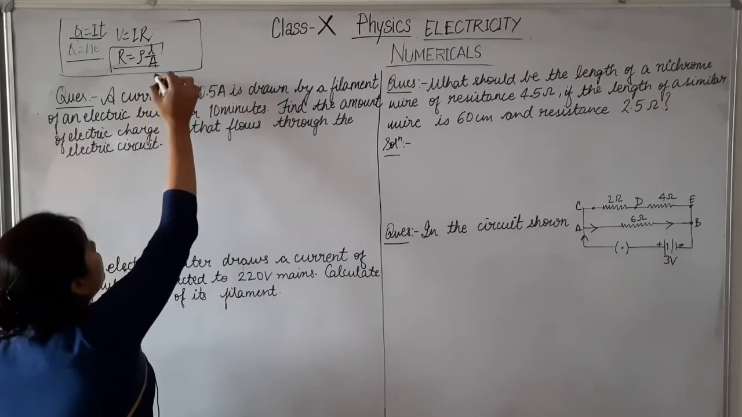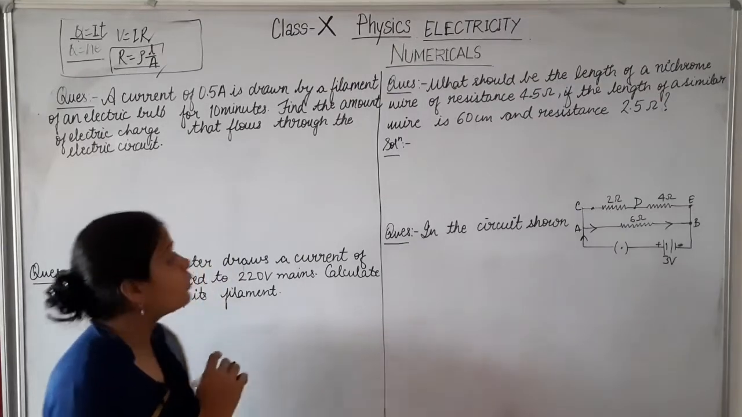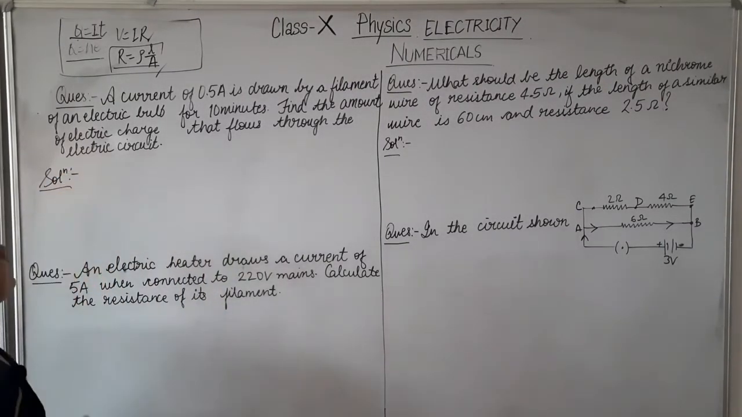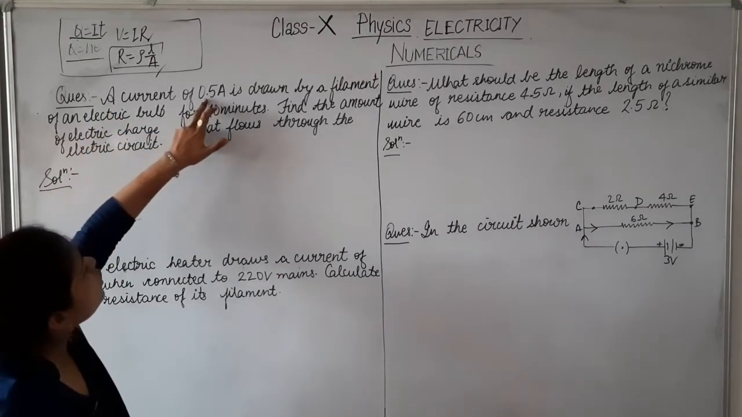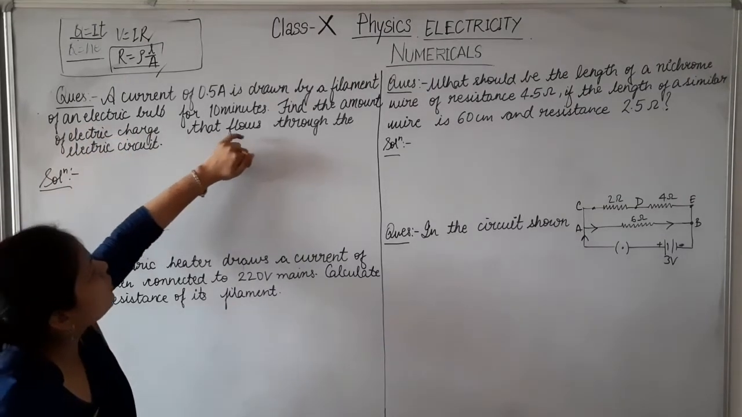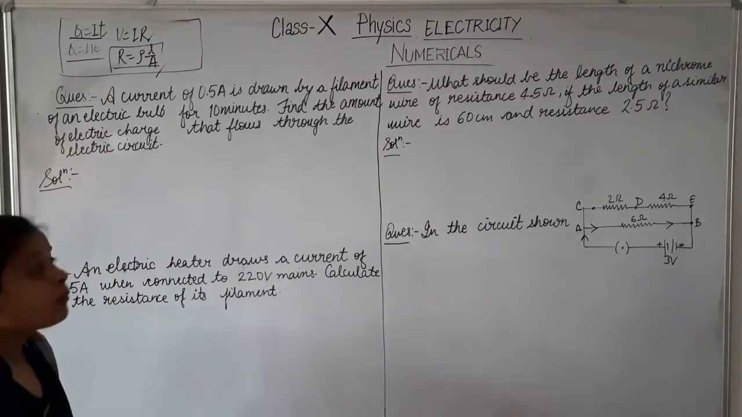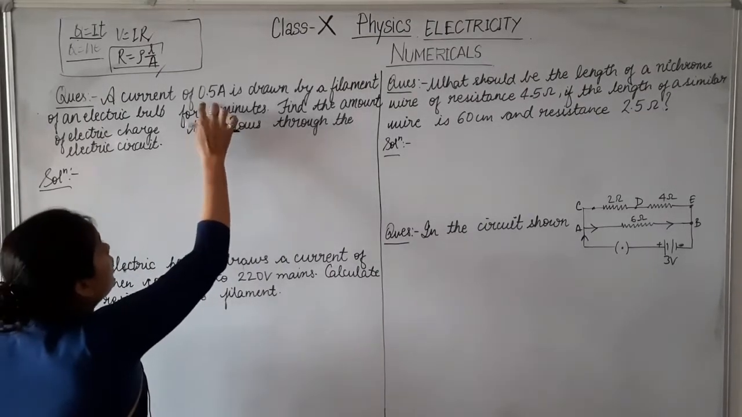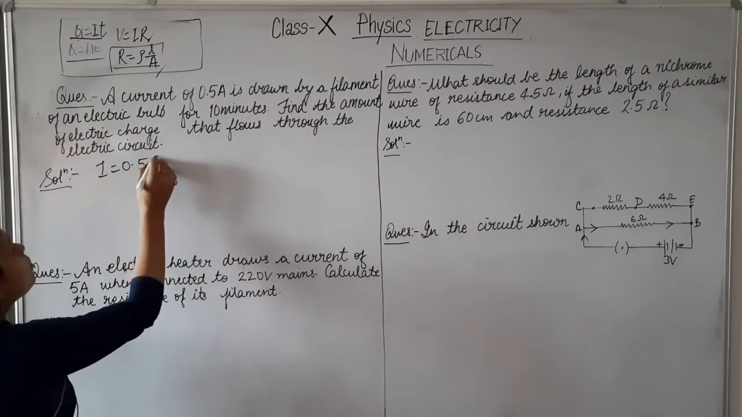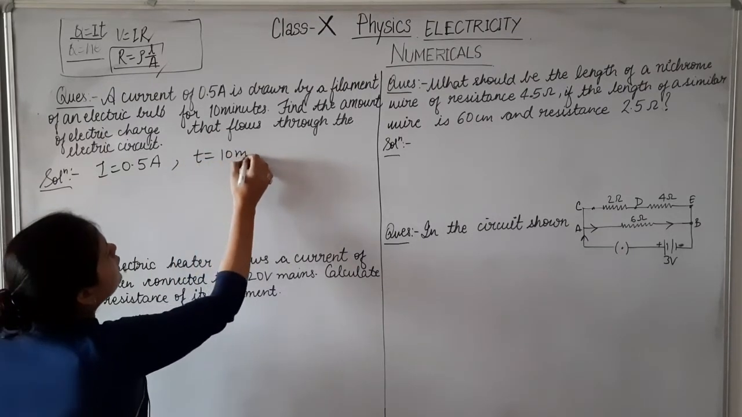So using that only, this is also the relation which will be beneficial for you to solve various types of numericals. Let us start solving this first question. A current of 0.5 ampere is drawn by a filament of an electric bulb for 10 minutes. Find the amount of electric charge that flows through the electric circuit. Means amount of current is given to you, I is equal to 0.5 ampere. Time T is equal to 10 minutes is given.